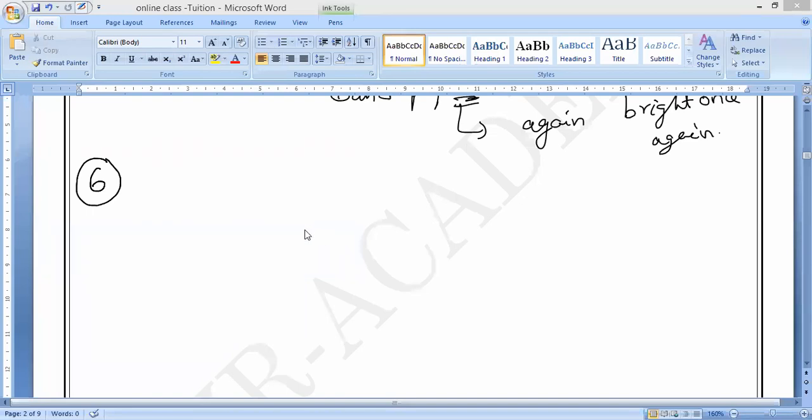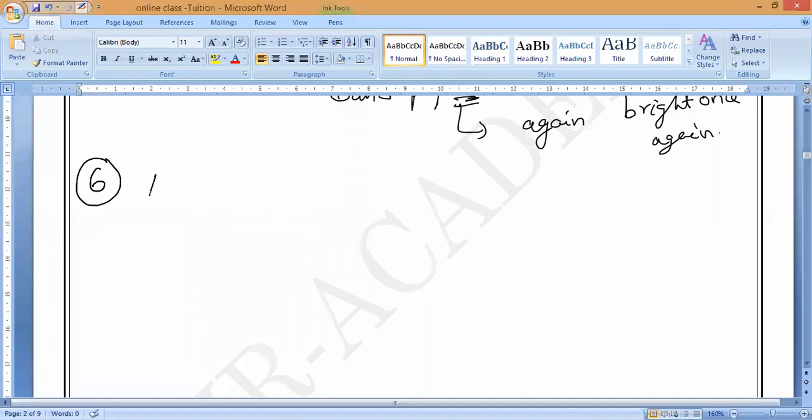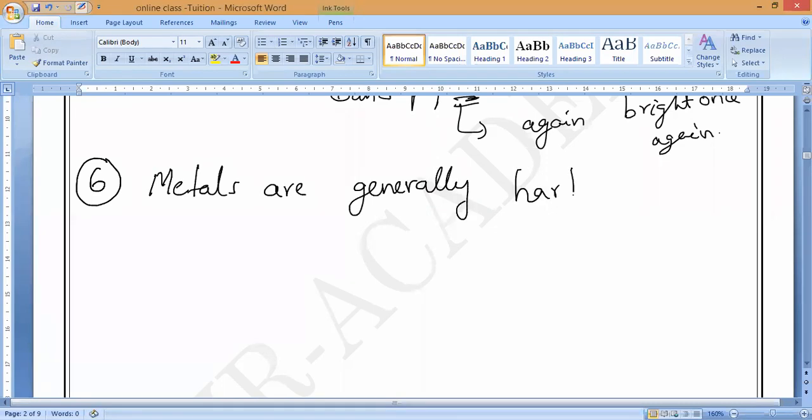So, if you observe here, metals are generally hard. Metals are generally hard in nature.